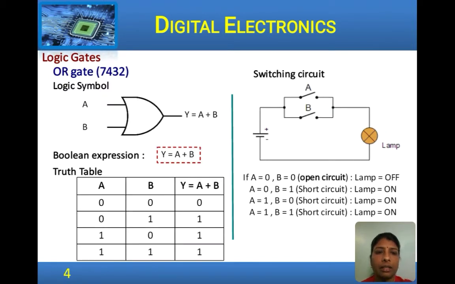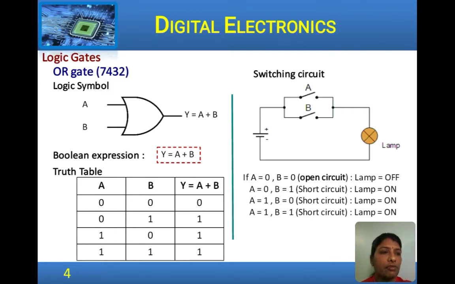Next is the OR gate, the symbol for which is shown, and the output is A or B or A plus B. Here the output is 1 when either A or B is 1. As seen in the truth table, the output is 0 when A and B are 0. For all other combinations, when A is 0, B is 1, or A is 1, B is 0, or A and B both are 1, the output is 1. Similar to a 2-input OR gate, we have multi-input OR gates. Here also the output is 1 when any of the inputs are 1.